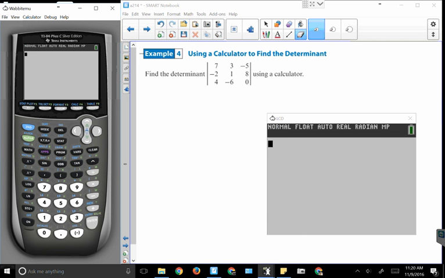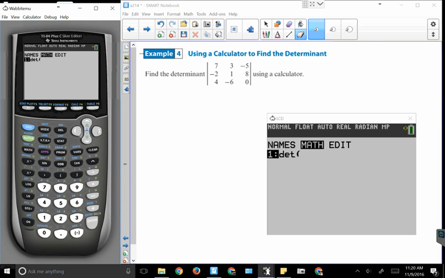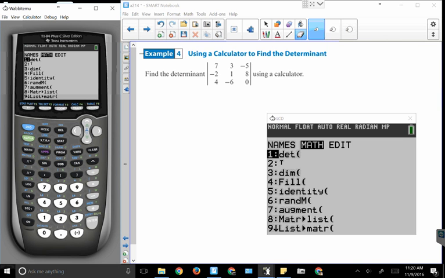Now I want the determinant for this. Here we go. Second, matrix. We want to do the math to this thing, so we're going to arrow key over to math, and look what the first one is, DET. So guess what that is? Determinant. So, am I outrunning you?